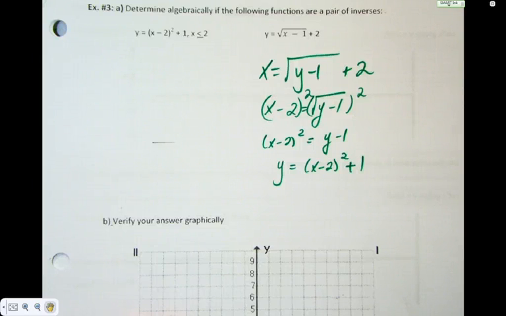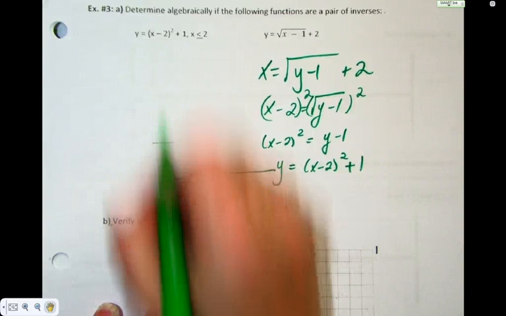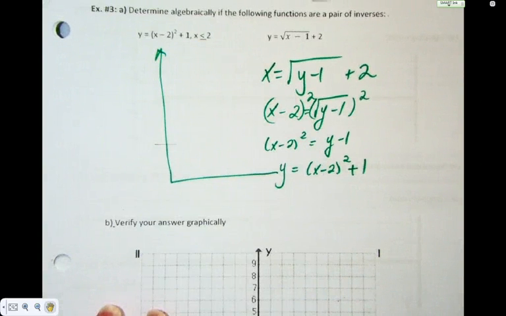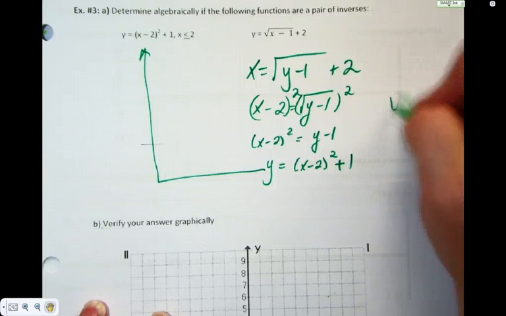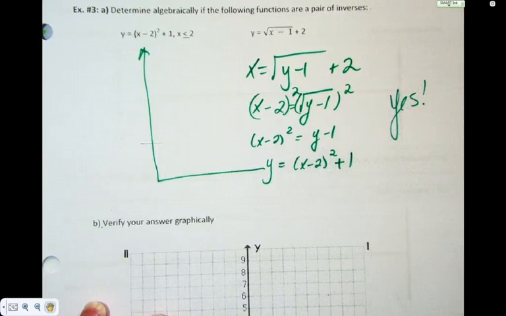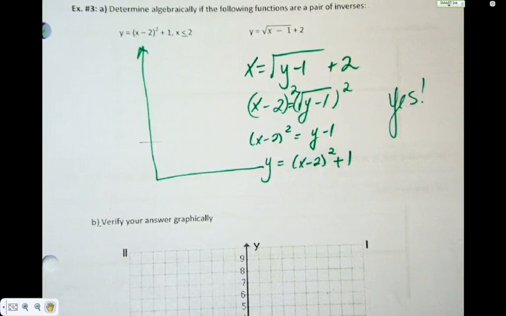Are they inverses of each other? How do we know? Because they're exactly the same. So yes, these are inverses. So Noah, how does that work if one's a parabola and one's a square root? Well, let's do it graphically, and then we'll see what happens.